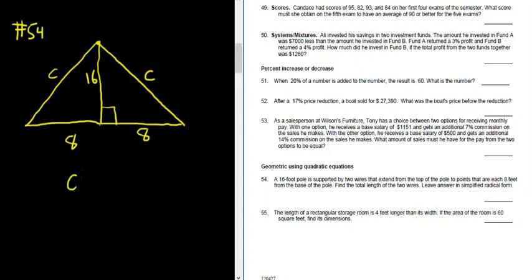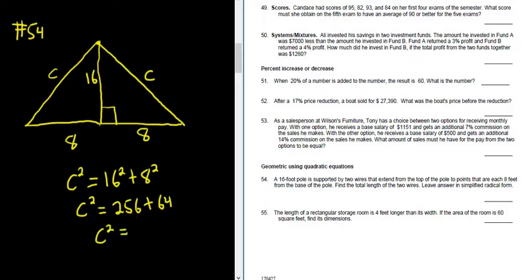Okay, so C squared, that's the hypotenuse squared, is equal to 16 squared plus 8 squared. That's the theorem of Pythagoras. It says if you square the hypotenuse, you can add up the squares of the sides. So this is C squared equals 16 squared is 256, and 8 squared is 64. So this is C squared equals, let's see, 4 plus 256 is 260. 260 plus 60, 320.